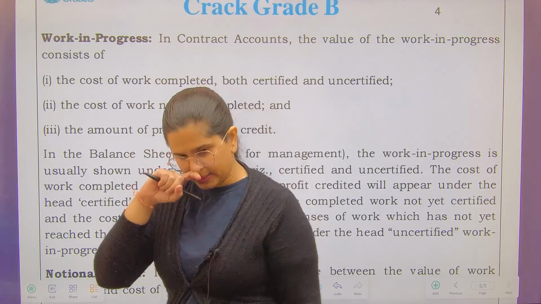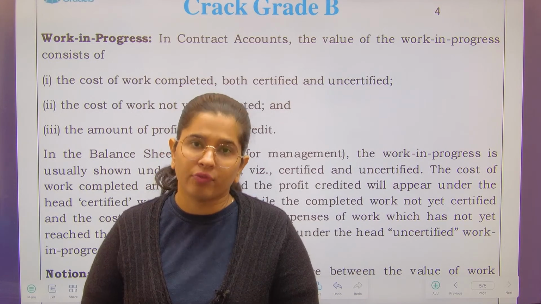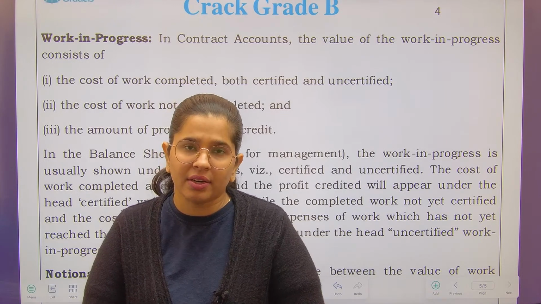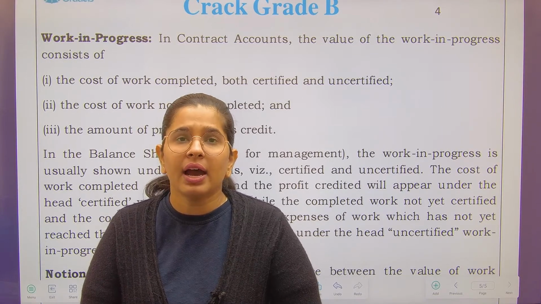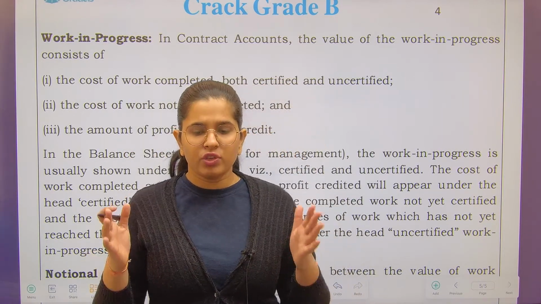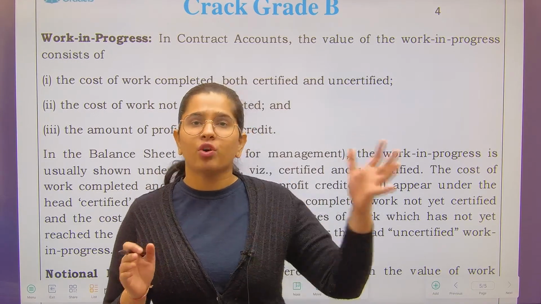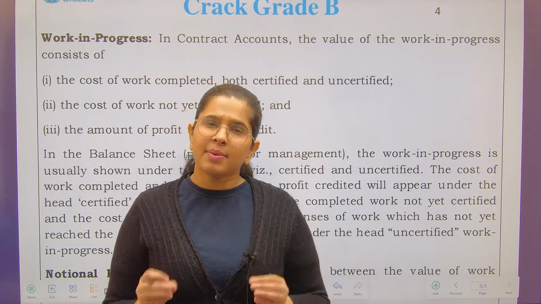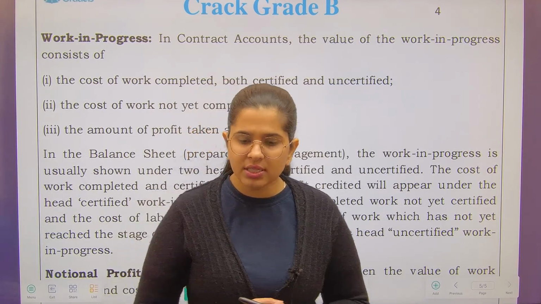Next is, what is work in progress? So see, I have told you that financial statements are prepared at the end of the year. But contracts are not bound to be completed at the end of the year. It takes some amount of time for the contracts to complete. But at the end of the year, I want to know what work has been completed and what work is still in process. So work in progress means that it is not even raw material and it is not even finished goods. This is somewhere in between. Some amount of work has been completed and some amount of work is yet to be done. So this is your work in progress.